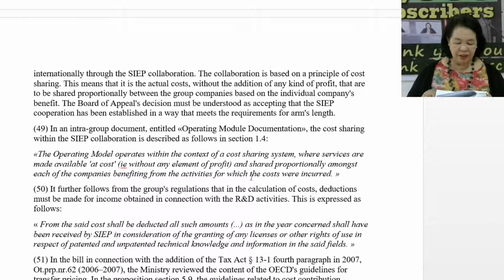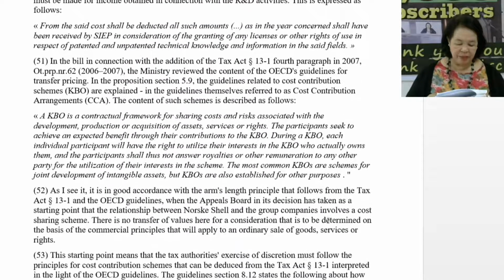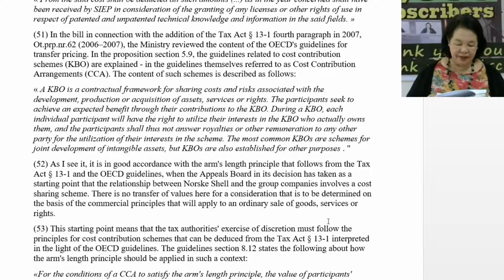So in the bill in connection with the addition of the Tax Act, Section 13-1, fourth paragraph in 2007, no? The ministry reviewed the content of the OECD's guidelines for transfer pricing. In the proposition section 5.9, the guidelines related to cost contribution schemes, KBO, are explained. No? In the guidelines themselves referred to as cost contribution arrangement. No? So itong case na to, research and development, deals with the cost contribution arrangement of the Shell Group. No? The content of such scheme is described as follows.